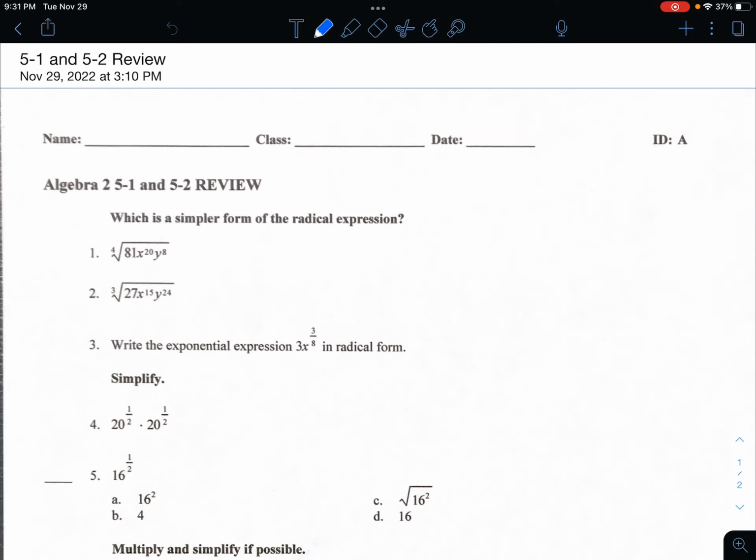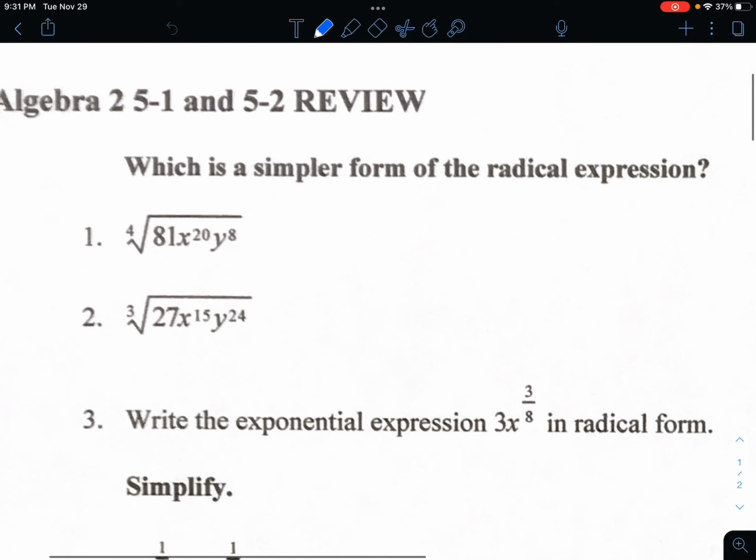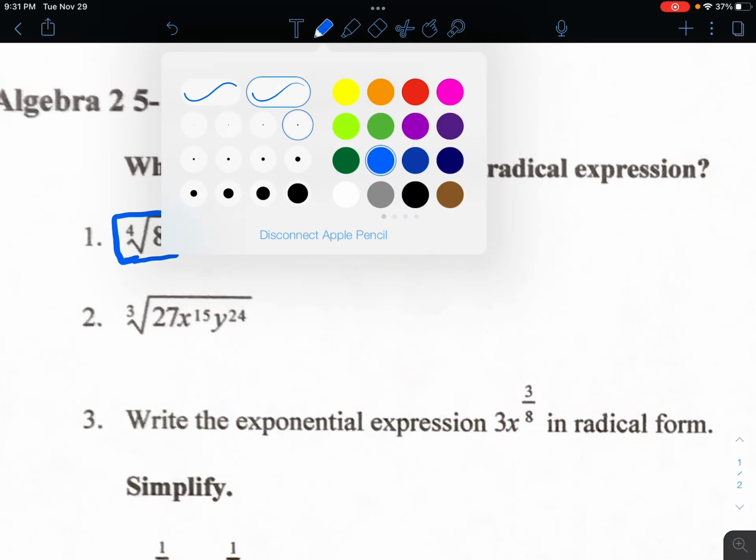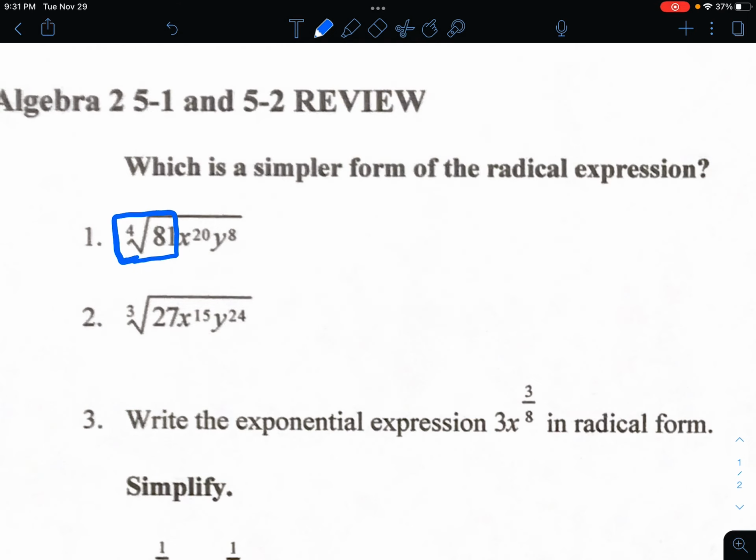Number 1, remember what we're going to do with this one is like the fourth root of 81, we can put that in our calculator to check, right? Because that's just a number. So if you do that, the fourth root of 81 is 3, because 3 to the fourth power is 81. And then remember what you're going to do with the exponents is you're just going to divide them by the root. So 20 divided by 4 is going to be x to the fifth power, and 8 divided by 4 is going to be y to the second power.